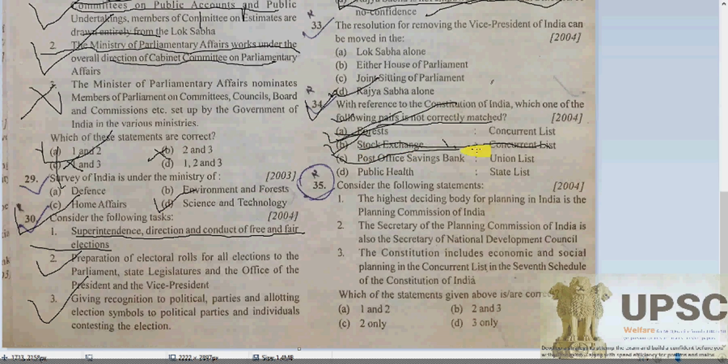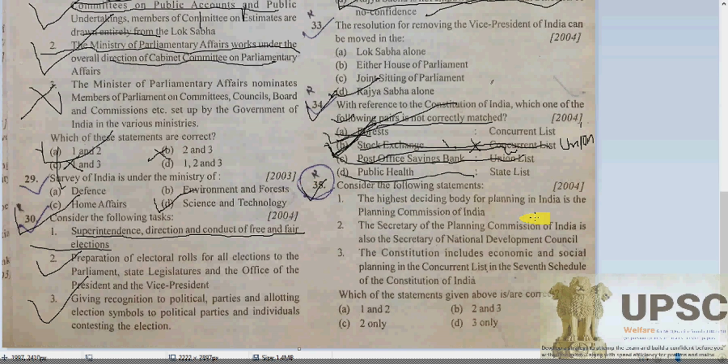As we know, the stock exchange comes under the union government, so the match is wrong. So B is absolutely the correct answer here. And the third one, the post office savings bank, is union list, of course, and public health is in the state list. These all are correct, but the stock exchange is union list.